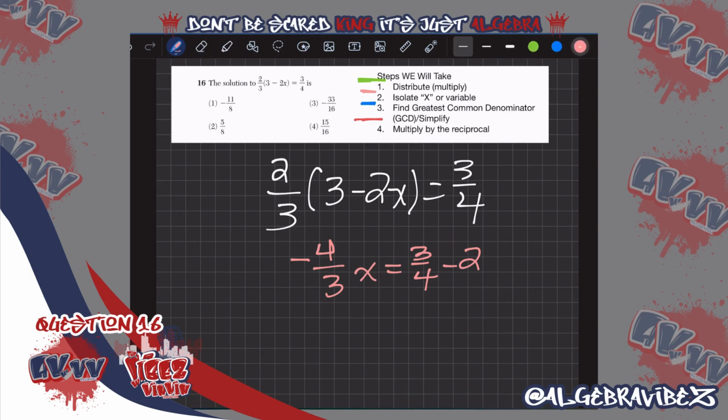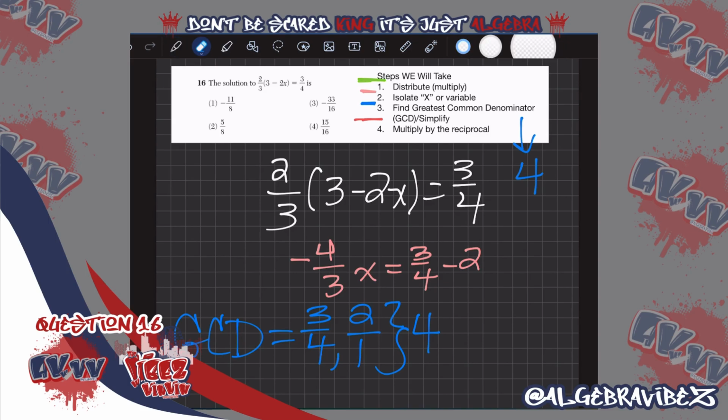Perfect. So now we're going to go ahead and find what's called the greatest common denominator between the fractions 3/4 and 2 over 1, because we can write a regular number over 1 and it's a fraction. That greatest common denominator is going to be 4. So I'm going to put 4 right there, and if you see it on the paper you're following, it's in an orange box.